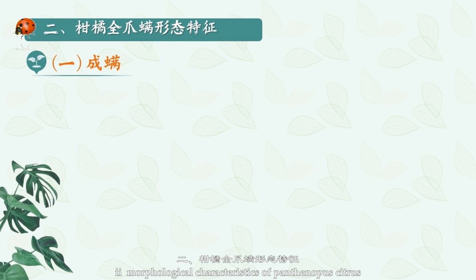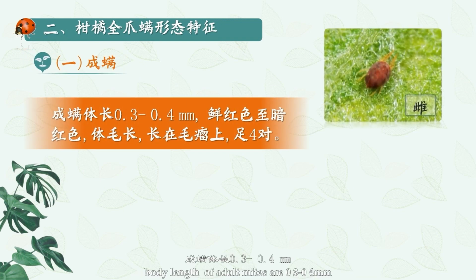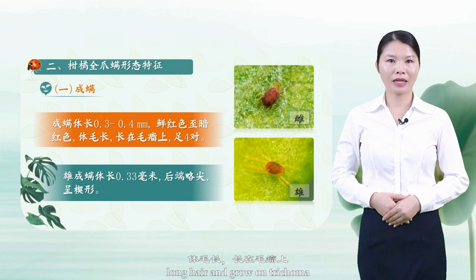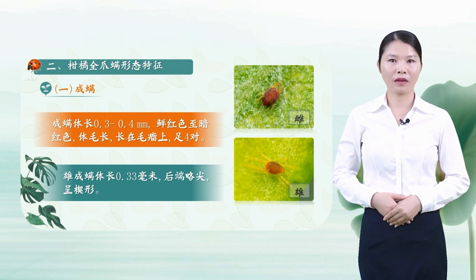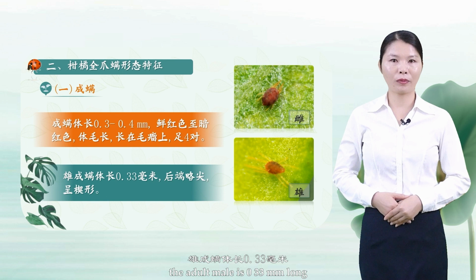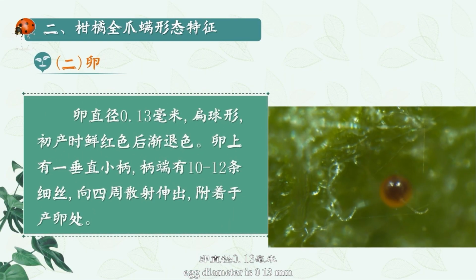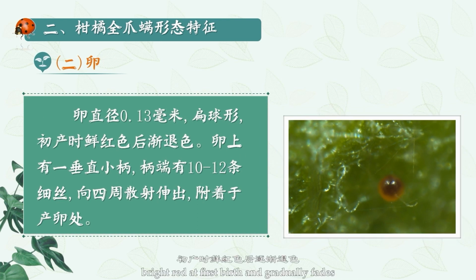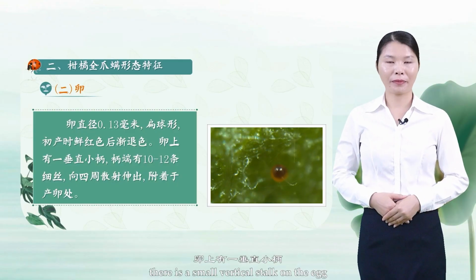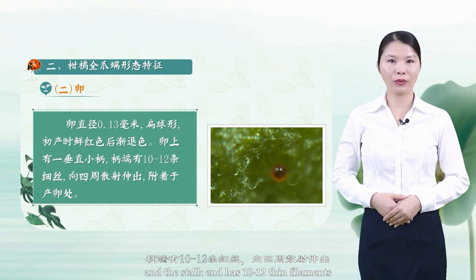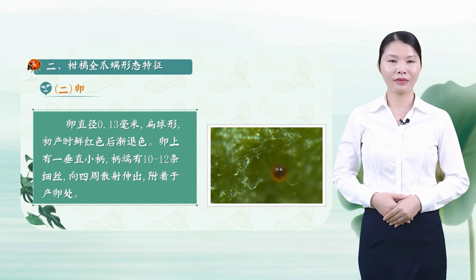2. Morphological characteristics of Panonychus citri. Adult female mites are 0.3 to 0.4 mm long, bright red to dark red, with long hairs growing on tubercles, and 4 pairs of feet. The adult male is 0.33 mm long, and the posterior end is slightly pointed and wedge-shaped. The egg diameter is 0.13 mm, oblate, spherical, bright red at first and gradually fading. There is a small vertical stalk on the egg, and the stalk end has 10 to 12 thin filaments, which scatter around and stick to the oviposition surface.